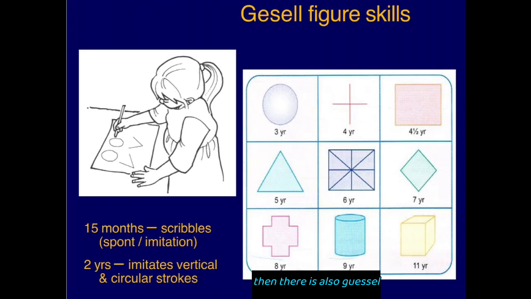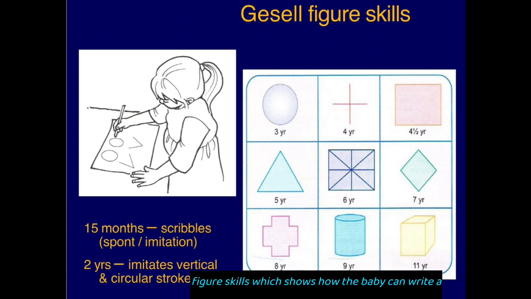Then there are also Gesell figure skills, which show how the baby can write. Let's start from 15 months. The 15-month-old child can scribble. By 2 years they can imitate vertical and circular strokes, so they can make circles and vertical strokes. By 3 years, they can make a proper circle.